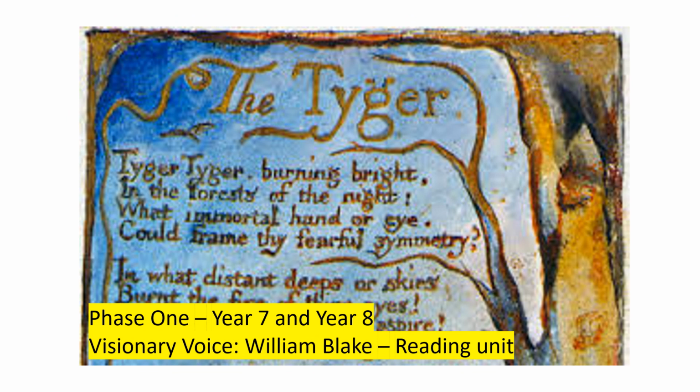Then, at the end of Year 7 and moving into Year 8, you'll study the poetry of William Blake. This is a reading unit, and this will be your first introduction to poetry at high school, where you're writing your own poems but also analysing Blake's key works.